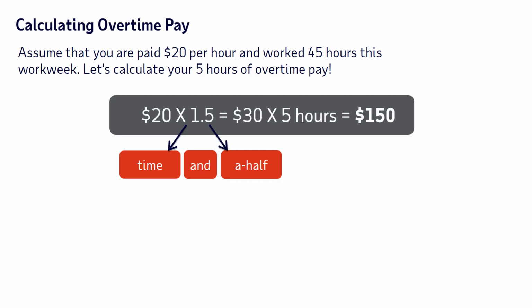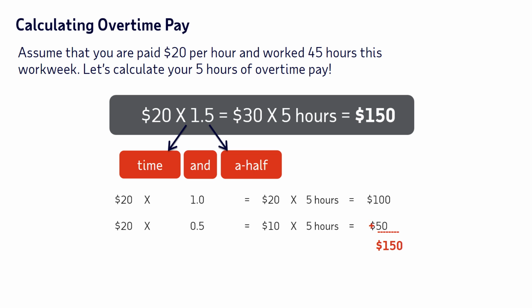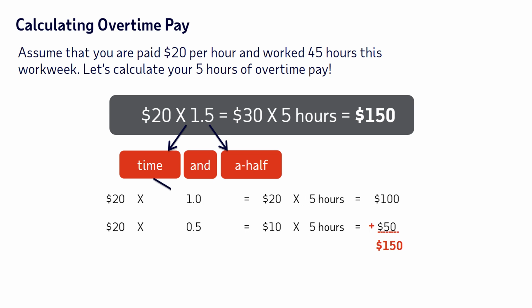Before we wrap this up, let's revisit our first example. When we calculate overtime pay like this, your overtime premium pay and your regular pay for these 5 hours are lumped together. Let me split up the calculation for us. Here, we're calculating your regular time on the first row and the extra half on the second row. The result is the same, a total overtime pay amount of $150.